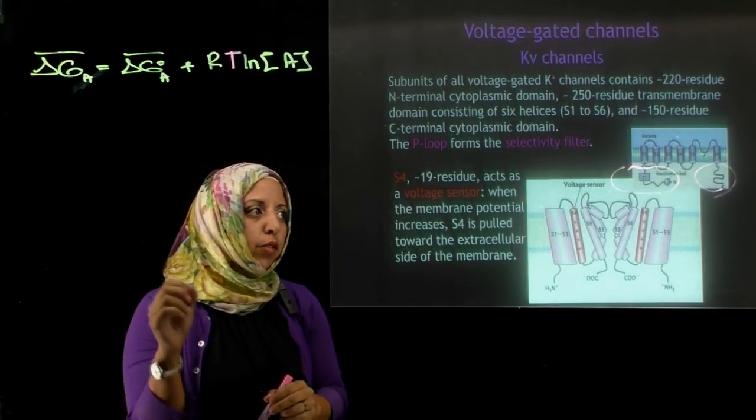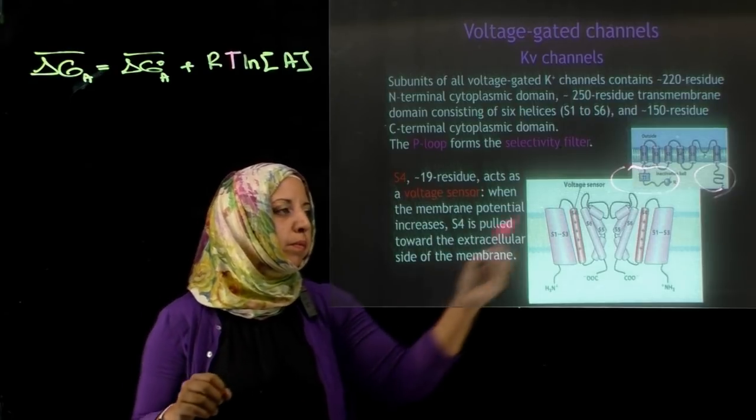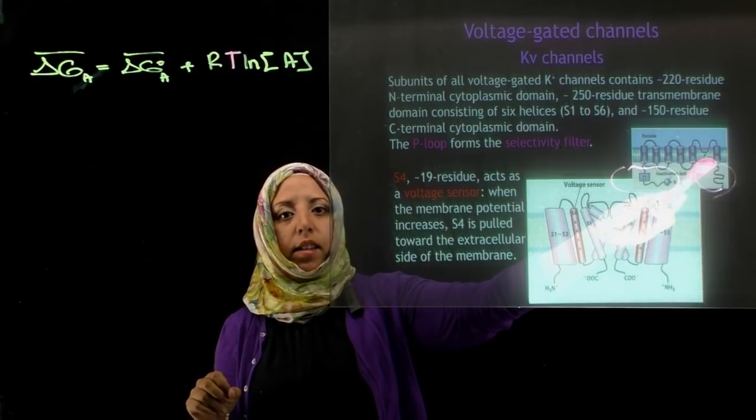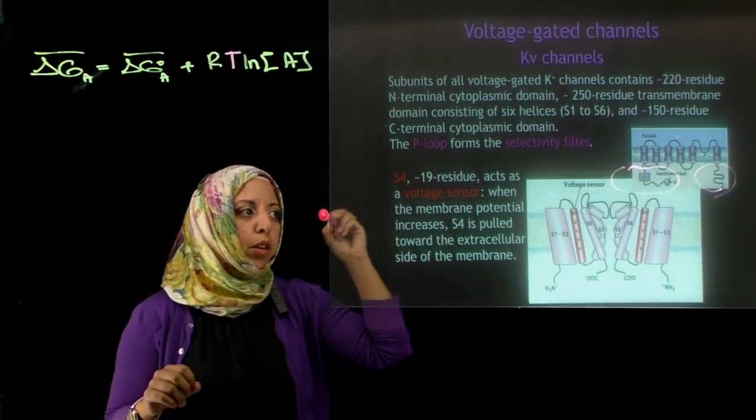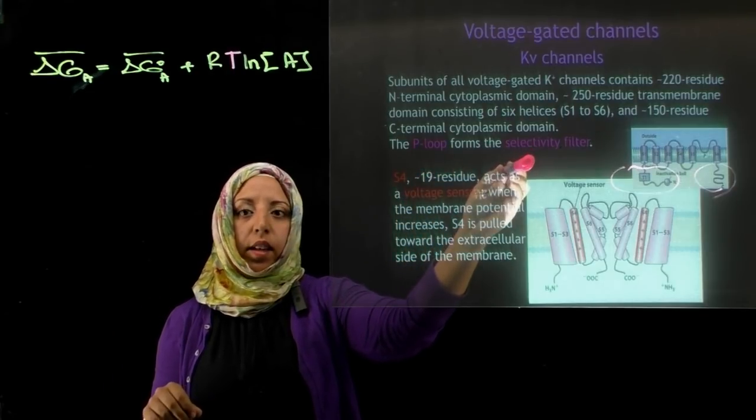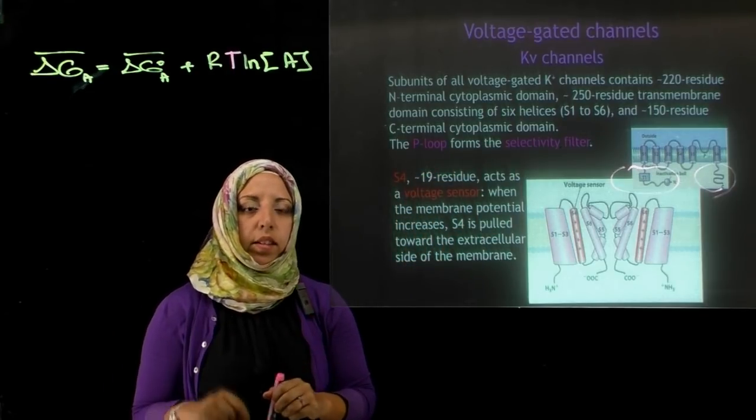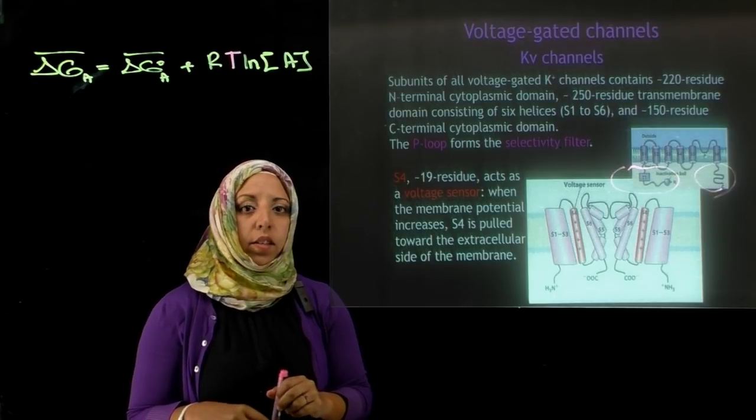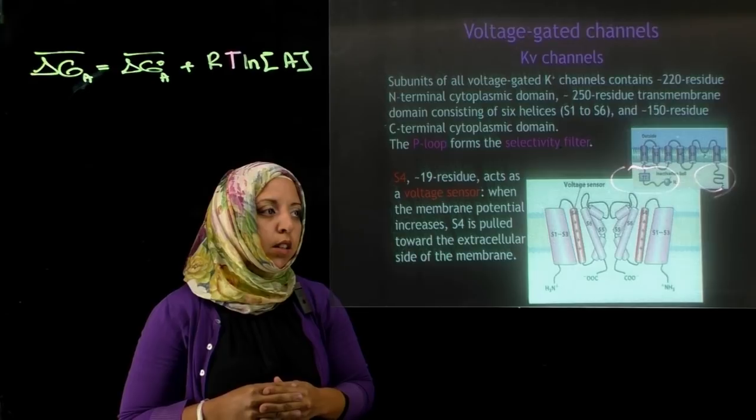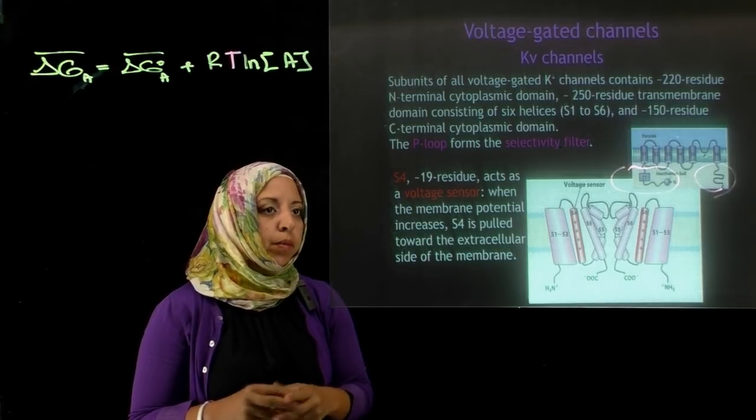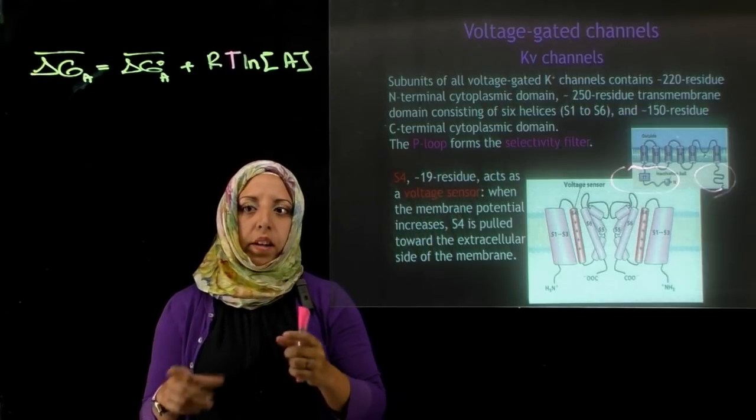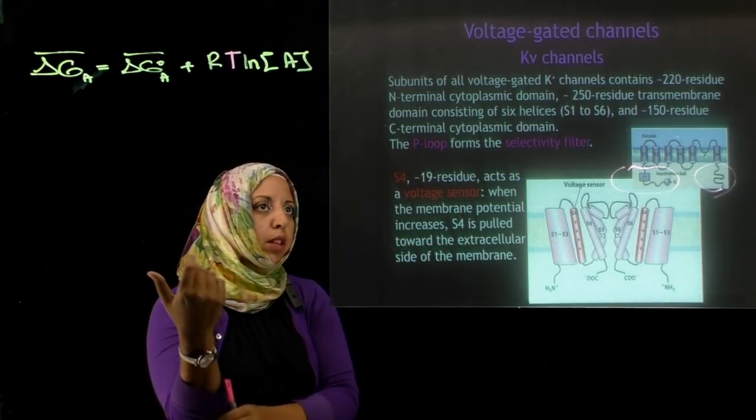It also has, if you notice, between the S5 helix and the S6 helix, a loop known as the P loop. That P loop is basically the selectivity filter that has the signature sequence TVGYG found in potassium channels. Well, it's a voltage-gated channel, so it's going to open in response to changes in the membrane potential.